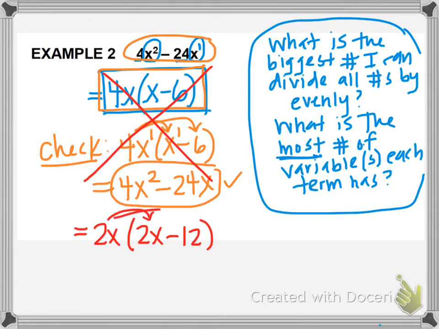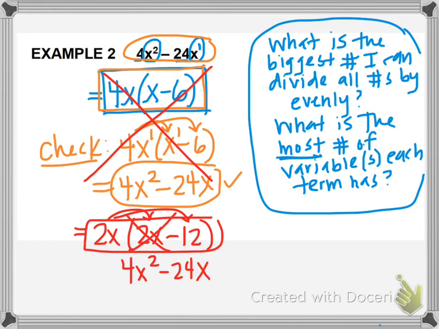But when I check it, I still get 4x squared minus 24x, which is right. So sometimes your factored version will not be right, even though when you check it, it's correct. And all that means is that this number in front, the GCF, wasn't the greatest common factor. It was just a common factor. So that's the most important part right now, is making sure that you're getting the biggest common factor, not just a common factor. All right, good luck. Let me know, guys, if you have any questions.